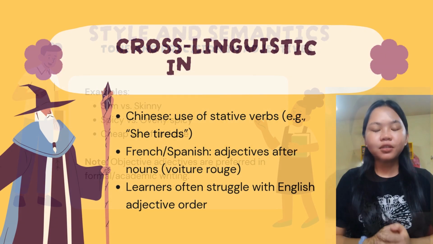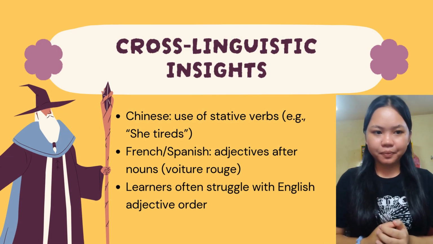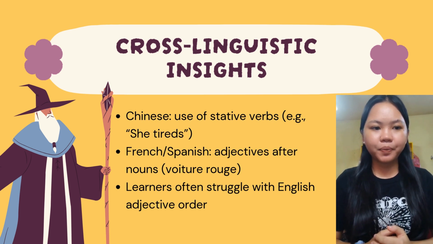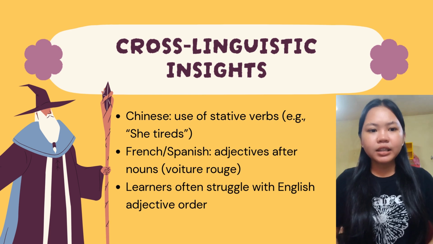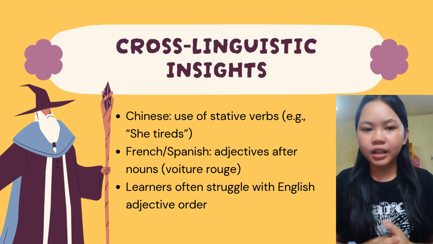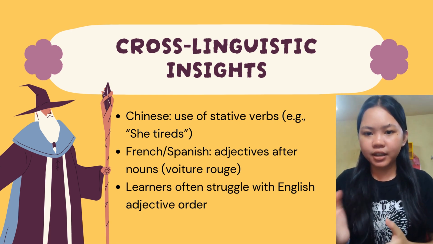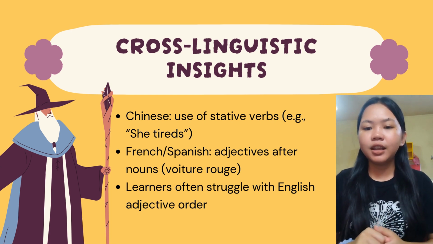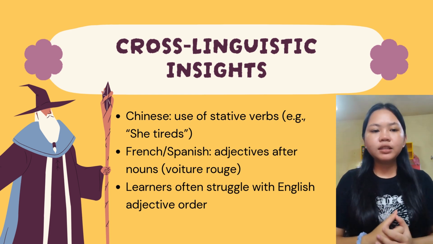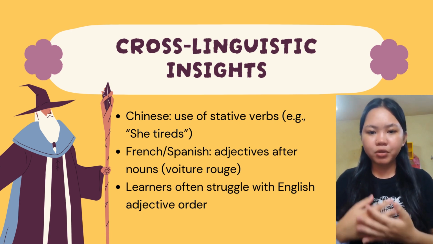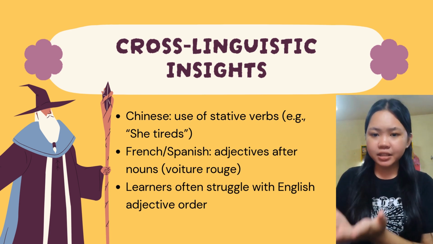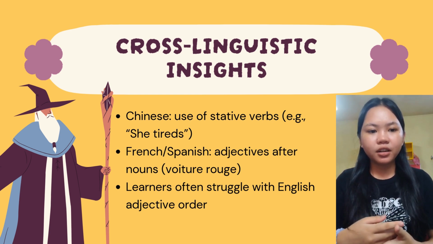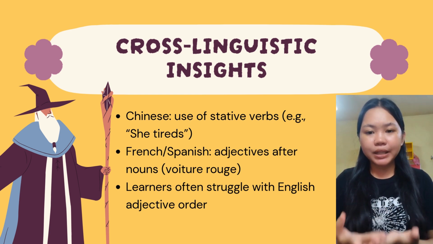Next is the cross-linguistic perspective. Not all languages treat the adjective the same way. In Mandarin Chinese, adjectives often function like stative verbs. For example, instead of saying she is tired, one might say she tired. This difference can pose a challenge for language learners, especially with English adjective order, which can seem arbitrary but is deeply ingrained in native usage.